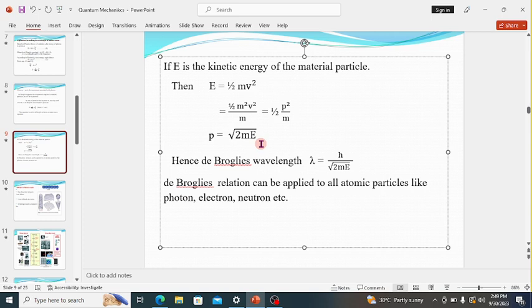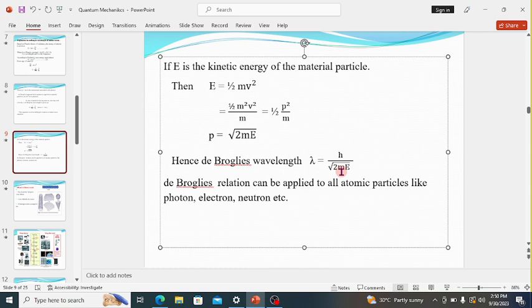What is the de Broglie's wavelength? We know lambda is equal to h by p. If I substitute the p value, I will get lambda is equal to h by square root of 2mE. So this is also de Broglie's wavelength for all particles. If kinetic energy is given, this is the formula to calculate it.